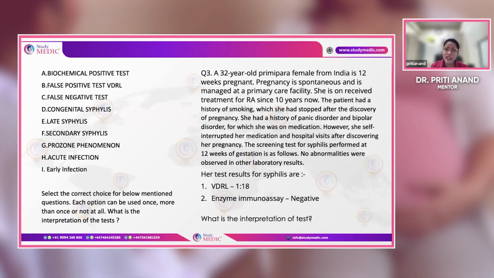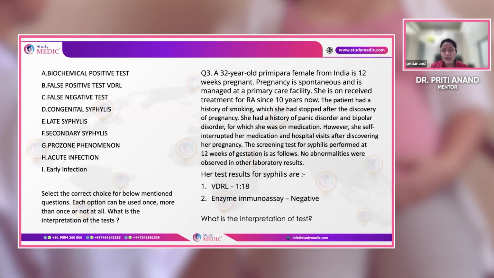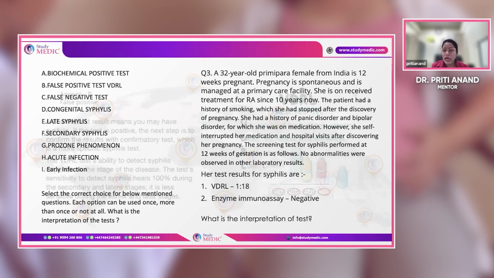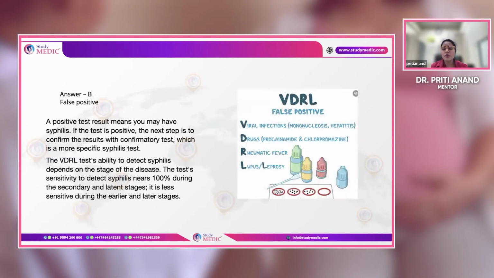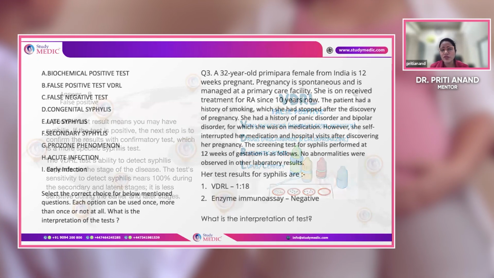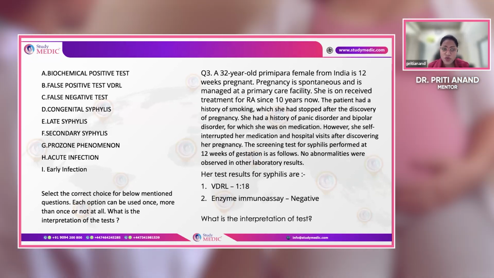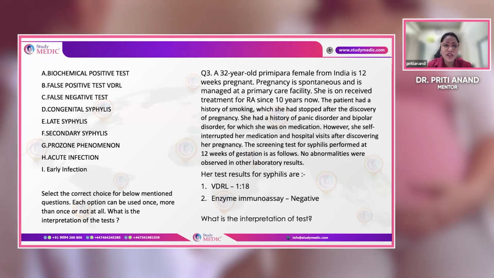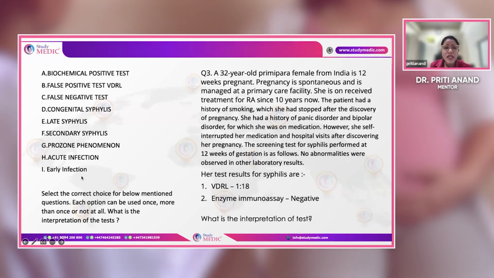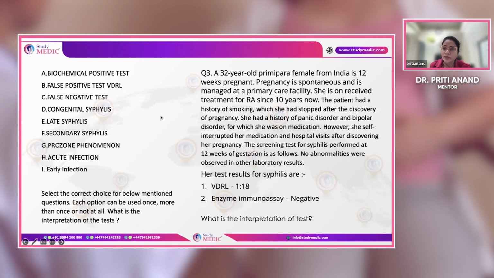So why is her VDRL test positive over here? Some conditions like rheumatoid arthritis, some viral conditions like mononucleosis, some drugs like procainamide, and some conditions like rheumatic fever, lupus, or leprosy can result in a false positive VDRL. Even in Asians, a long history of lung disease, mainly seen with tuberculosis, also suggests that the patient may have a false positive VDRL. So what is the interpretation of our test? The result says that it is a false positive VDRL test.